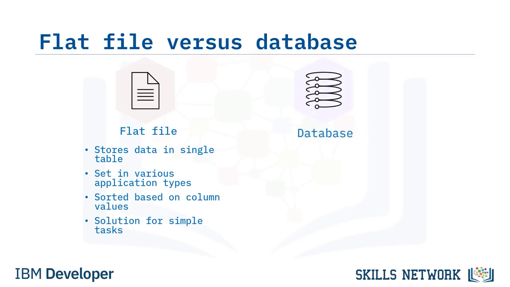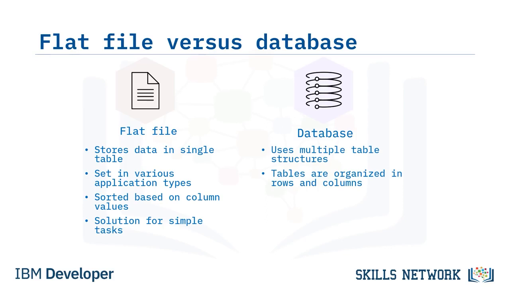A database is another method of storing information. A database uses multiple table structures, cross-referencing records between tables. A database can store information in multiple table structures, with records organized in columns and rows, with each column containing a single piece of data. Finally, databases are faster, more efficient, and more powerful than flat files.